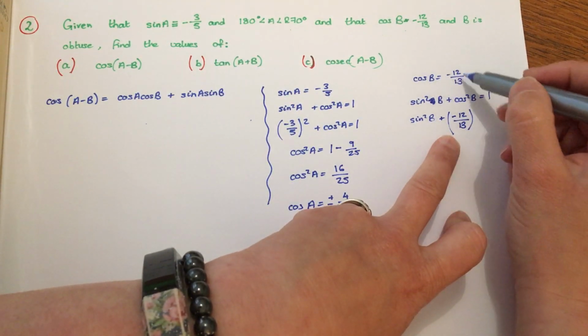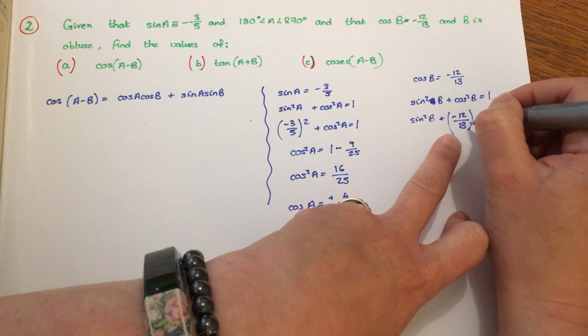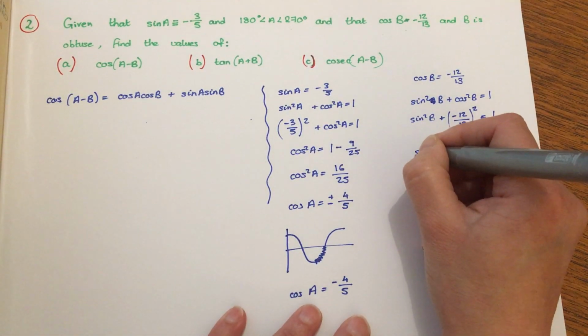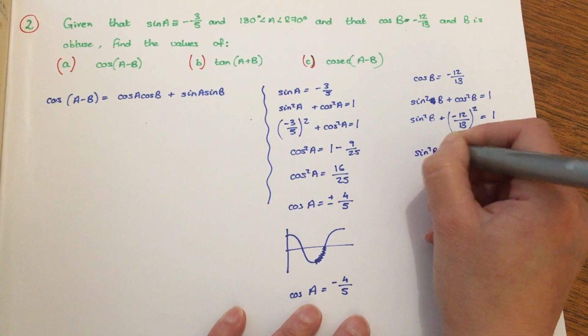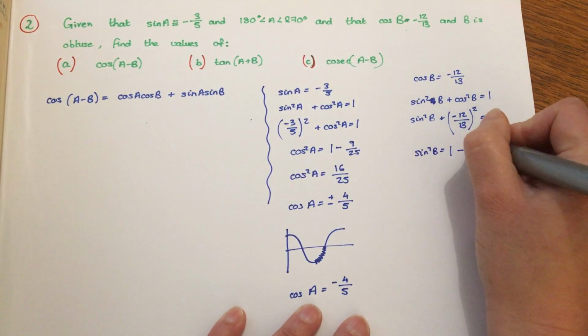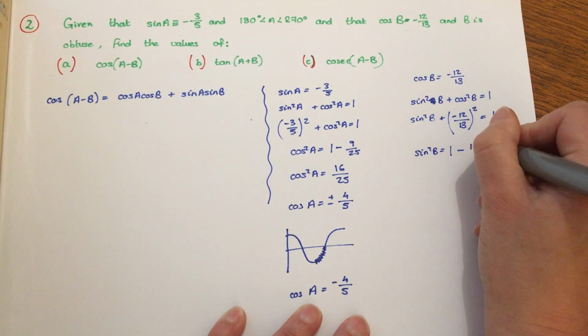Right, sorry. I know cos B is minus 12/13, which means that is then squared, which is equal to 1. So I then know that sine squared B is 1 minus all of this. So negative 12 squared is 144.